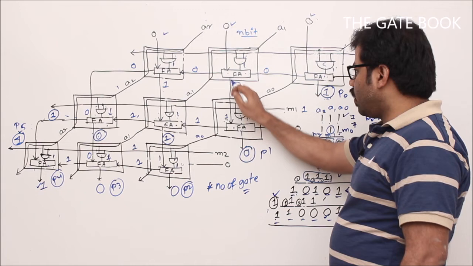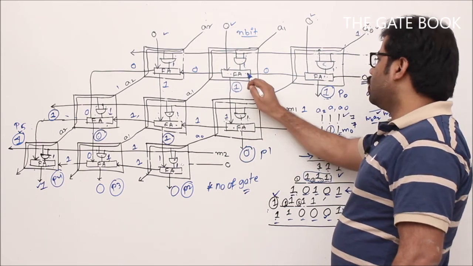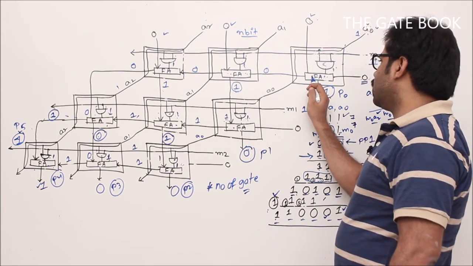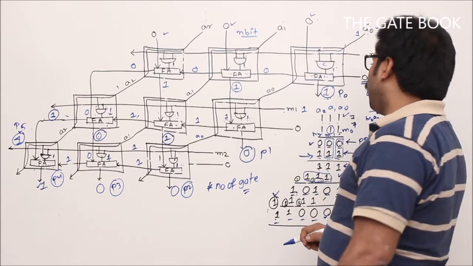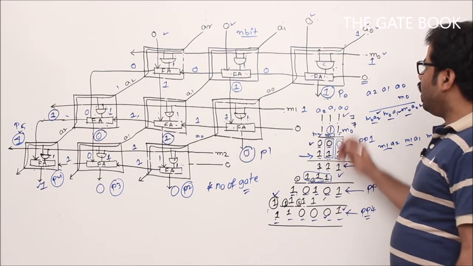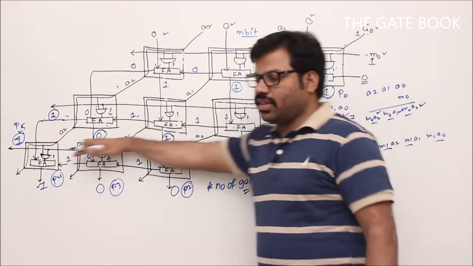So this full adder's one of the inputs is connected to this full adder. So this full adder is depending on this full adder because the carry is coming from here. So finally I can say that the delay depends on the maximum path length, correct?